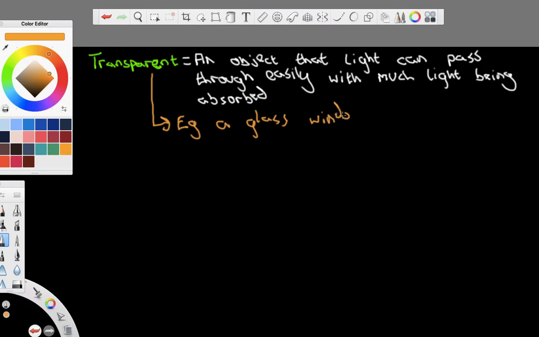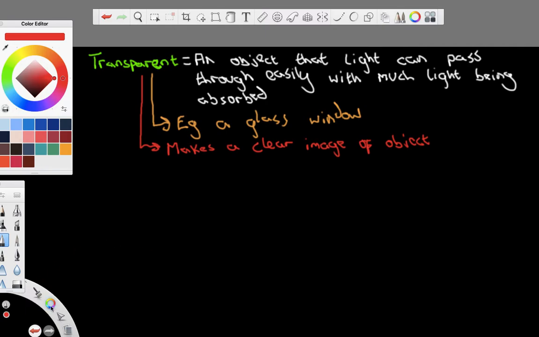Now, when light passes through a glass window, or when it is transmitted through a glass window, very little of the light is absorbed. So this results in a very clear image. So if light passes through a transparent object, it makes a clear image of an object. So if you look at somebody through a transparent pane of glass, you can see them very clearly.